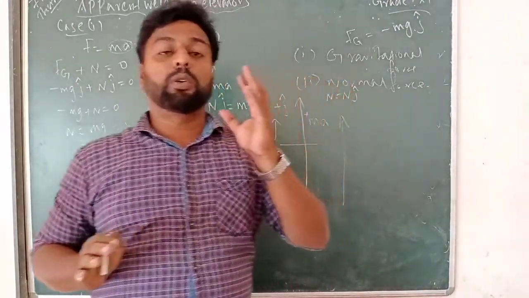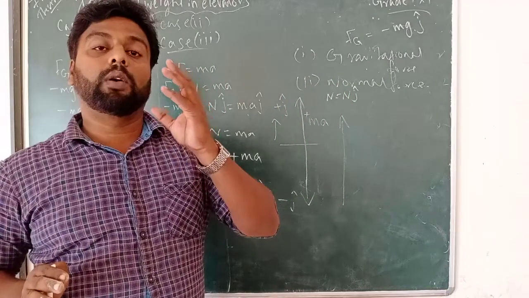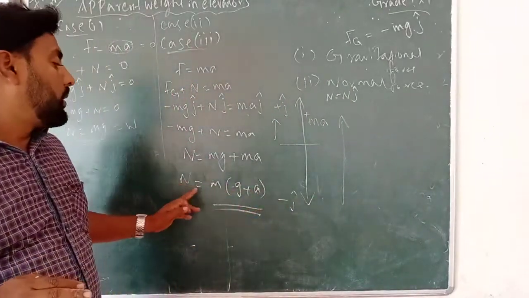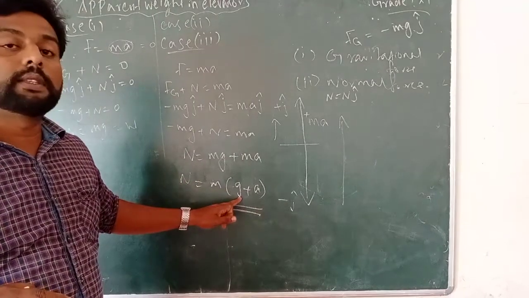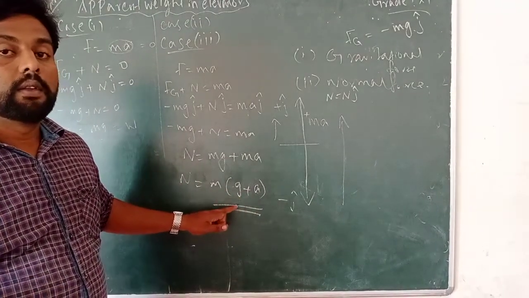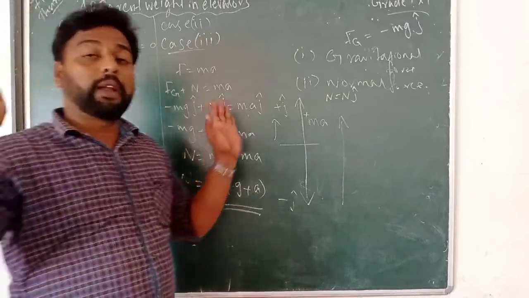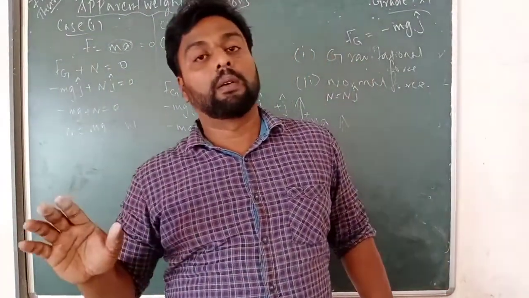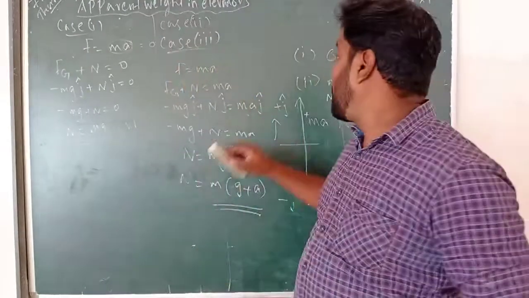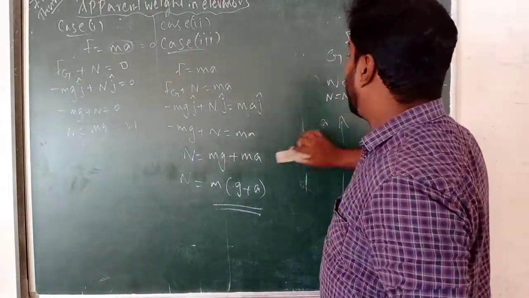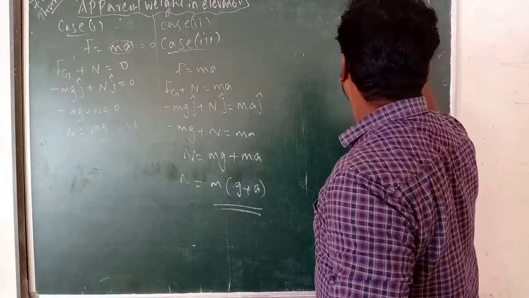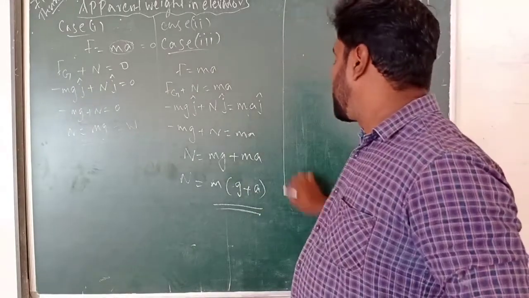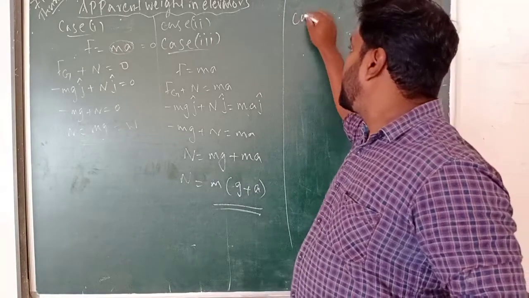Apparent weight means both gravitational force and normal force are not balanced. Here the normal force and gravitational force are not balancing. Some additional thing is there. So the apparent weight is greater than what? His actual weight. So apparent weight is greater than actual weight.